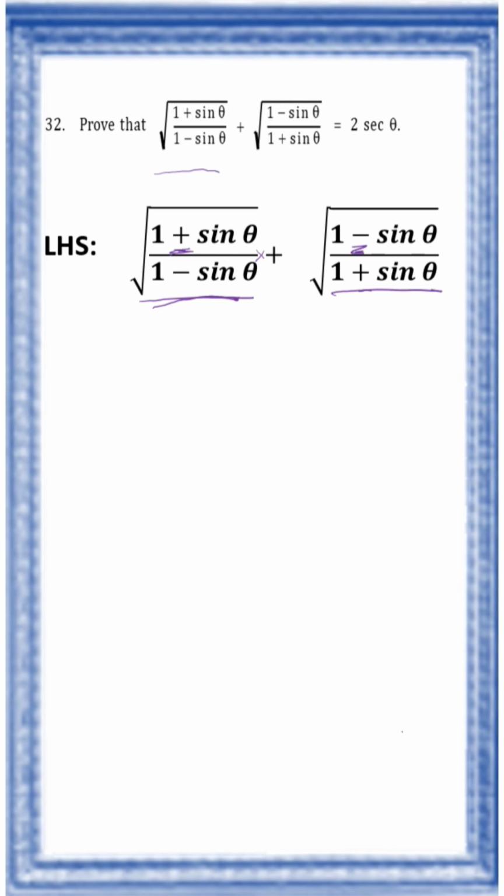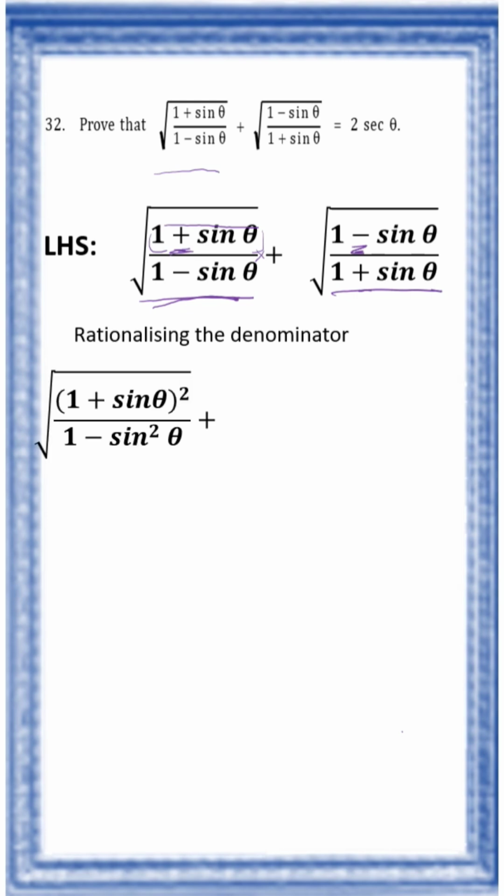Here, 1 plus sin theta in the numerator, because you multiply the numerator with 1 plus sin theta. So 1 plus sin theta the whole square. In the denominator, 1 minus sin theta into 1 plus sin theta is equal to 1 minus sin square theta. So that is equal to 1 plus sin theta the whole square upon 1 minus sin square theta.